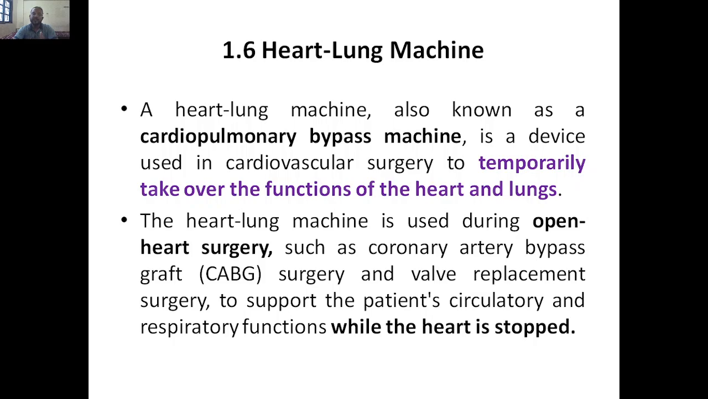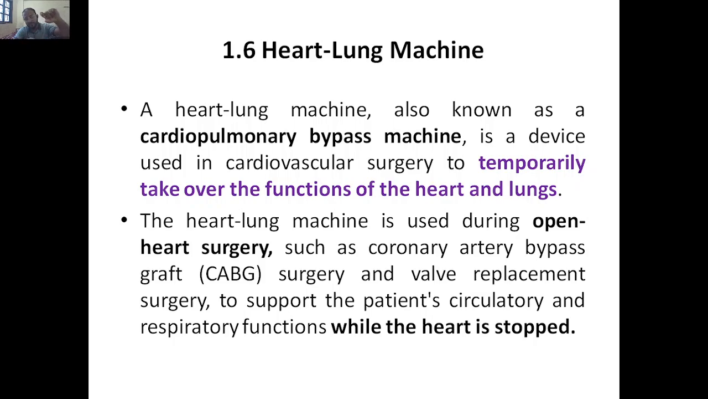Now the heart lung machine is used during open heart surgery. Okay, open heart surgery means you are going to open up the heart. That means you are going to dissect the heart, or you are going to cut the arteries which are entering the heart, or which are coming out of the heart. So that's why it is used in open heart surgery, where heart function will be stopped.